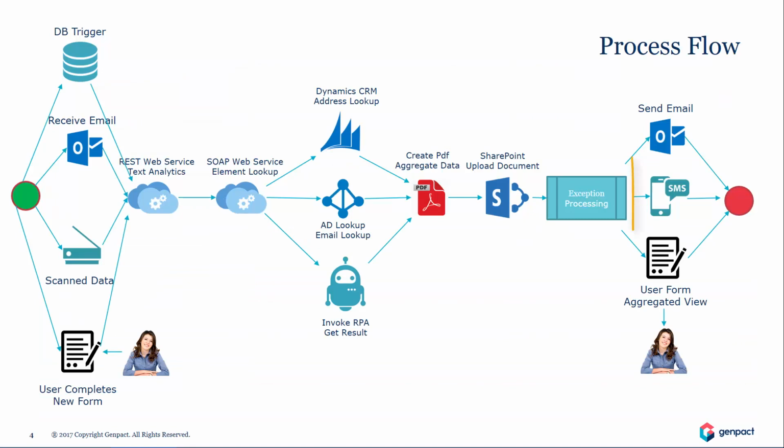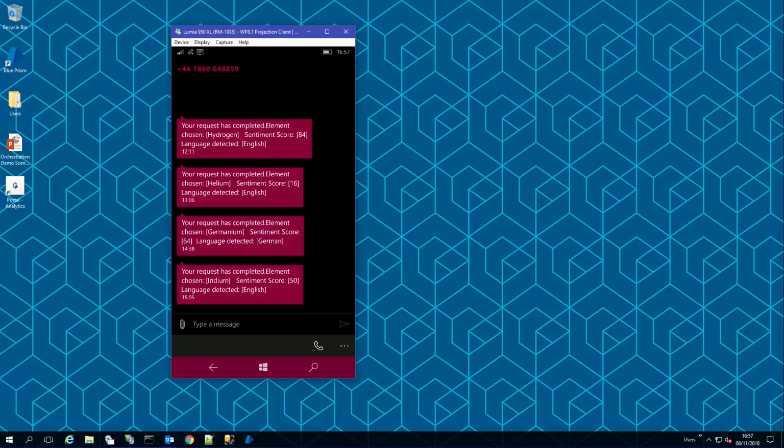And finally, let's look at the text messages received at the end of this workflow. So here we can see the final SMS notification containing the element chosen, the sentiment score and language detected.